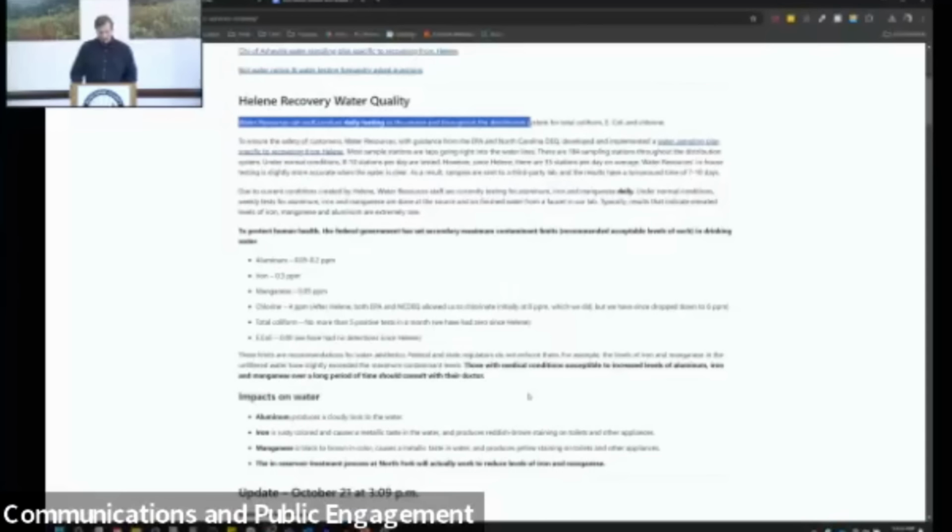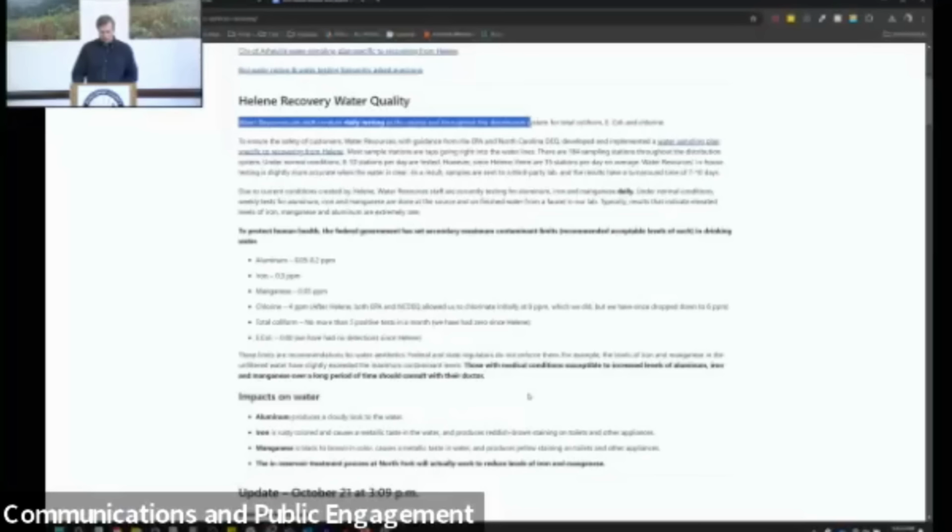To protect human health, the federal government has set secondary maximum contaminant limits, or MCLs, in drinking water. We have a list of the MCLs: for aluminum, for example, which is 0.2 parts per million; iron, 0.3 parts per million; manganese, 0.05; chlorine, 4 parts per million, which is what we normally treat at.